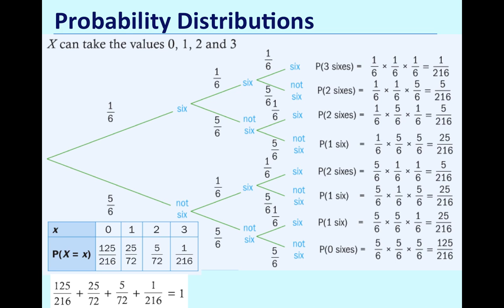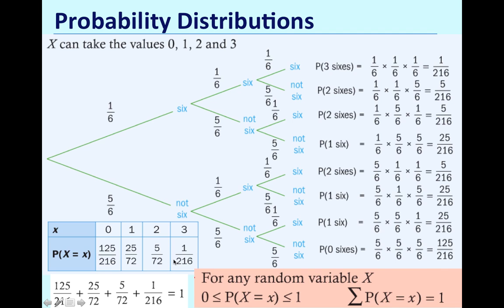We should remember that if we've done it correctly, all of these probabilities will add up to 1, and indeed that is true not only in this instance but for any random variable x. The sum of the probabilities will add up to 1, and each individual probability should be somewhere between 0 and 1 inclusive.